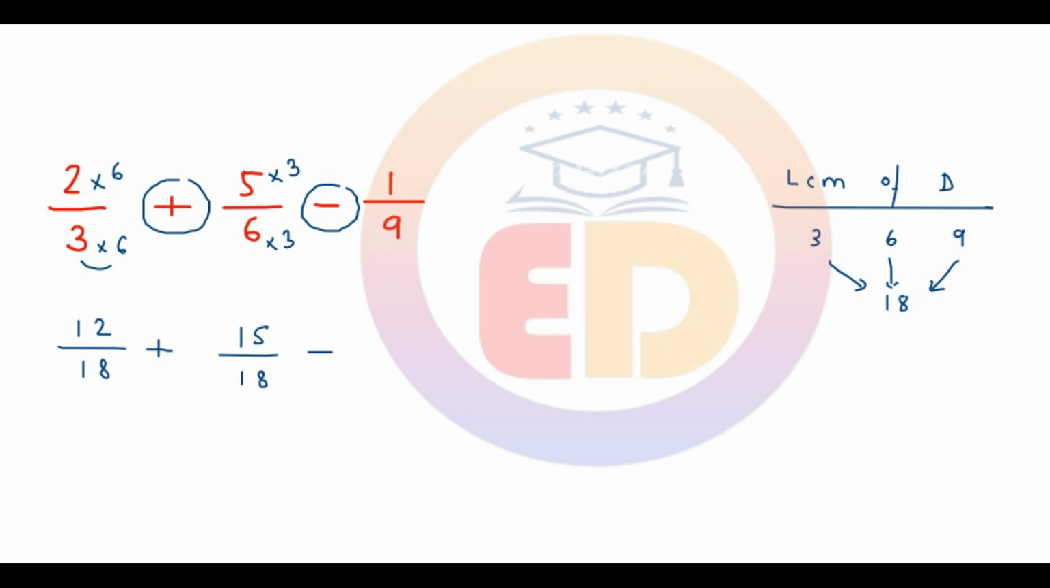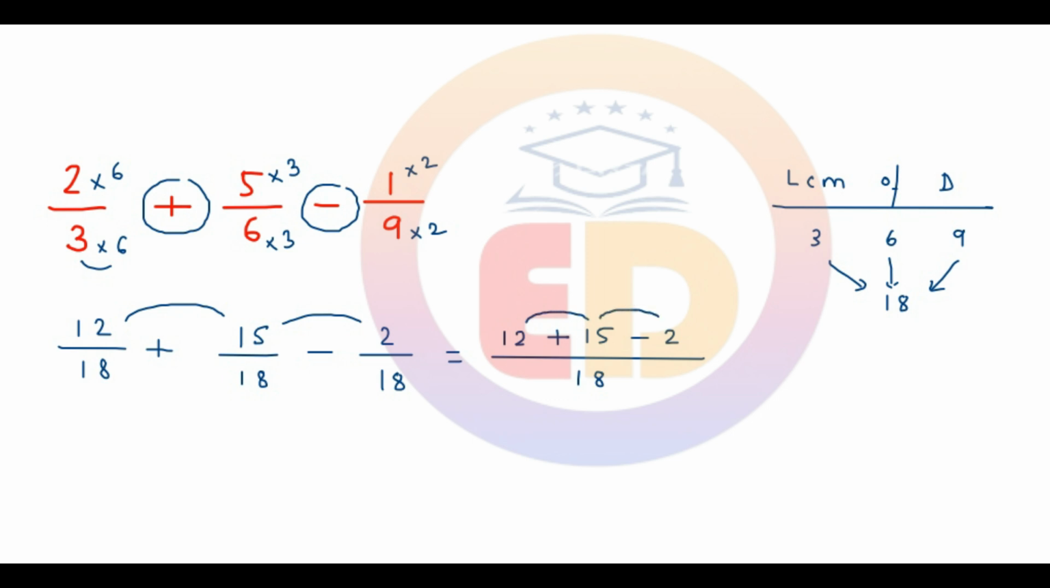Minus 1 upon 9. To convert 9 to 18, multiply by 2. Numerator 1 into 2 is 2. Denominator is 18. Now all of them are like fractions, so the denominator of the answer will also be 18. Let's operate the numerators. 12 plus 15 minus 2. 12 plus 15 is 27. 27 minus 2 is 25.